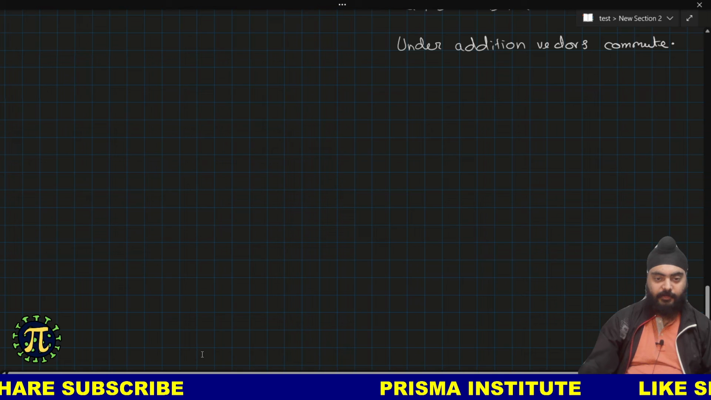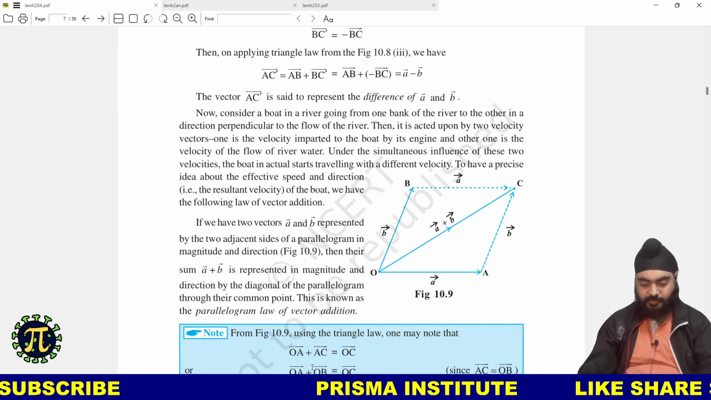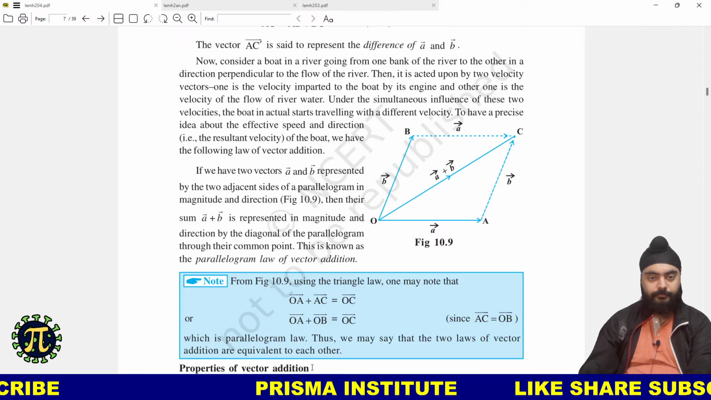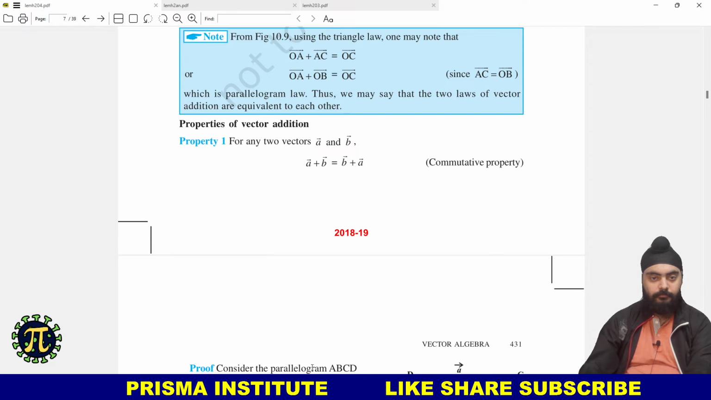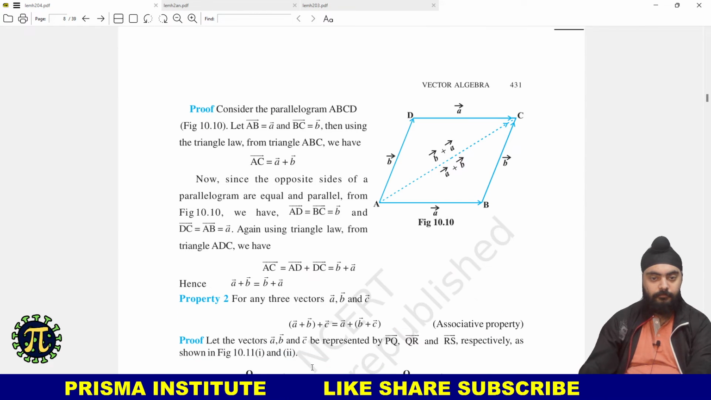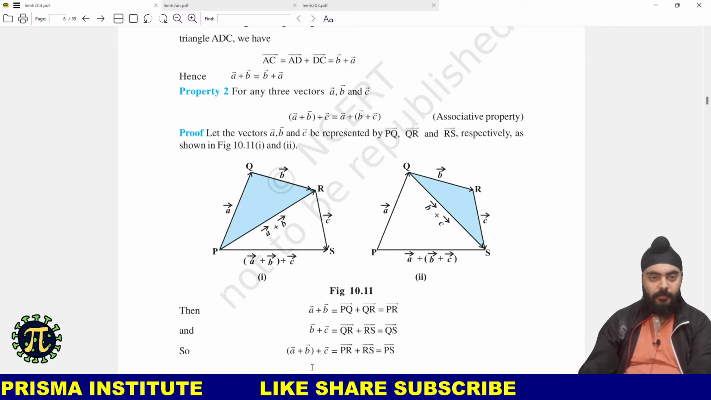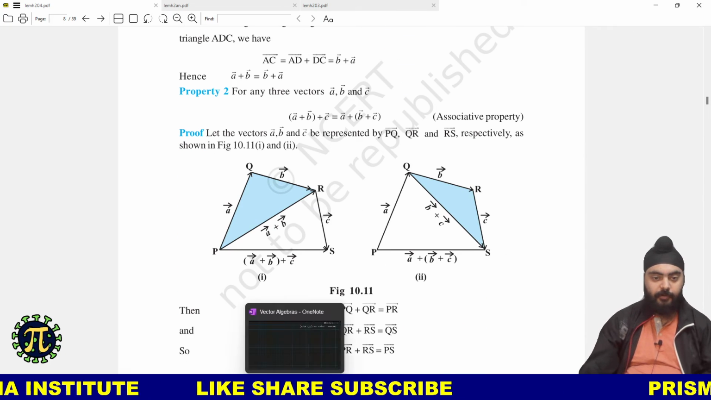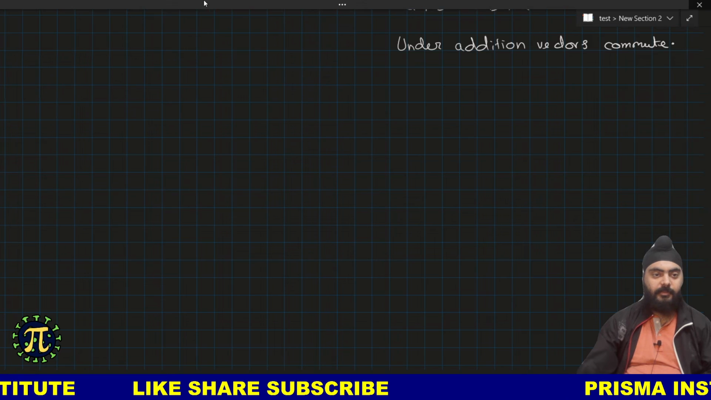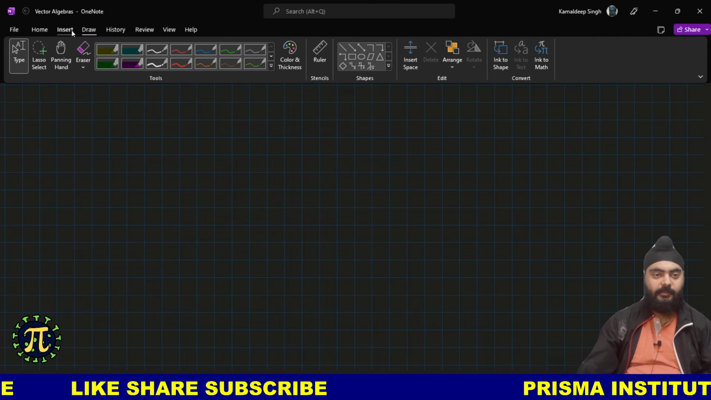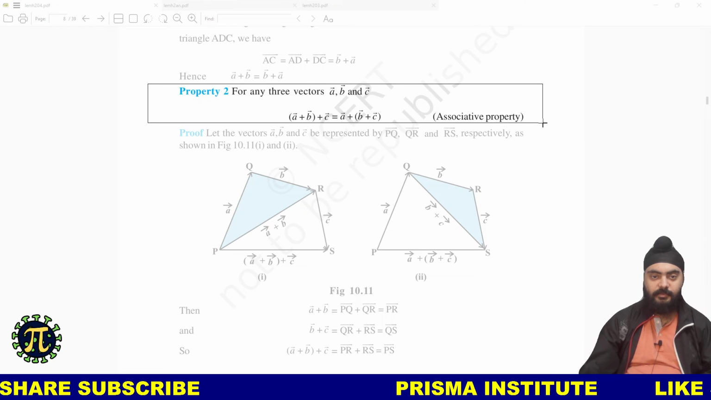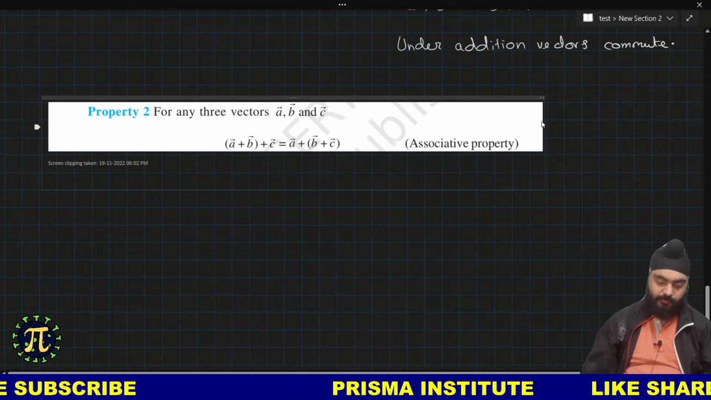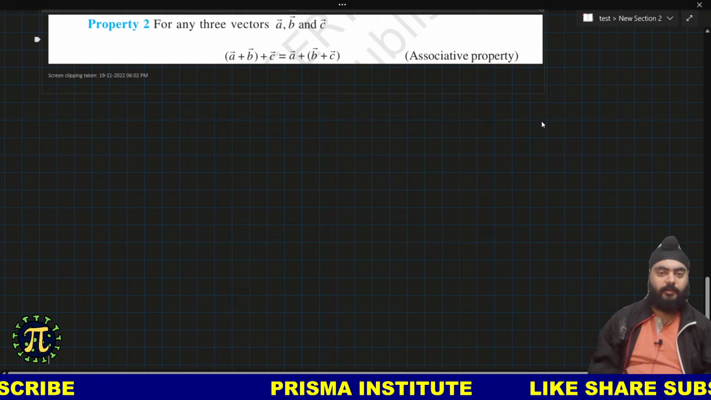So moving further into this discussion, let's do the associative property. Maybe we can take the property from the NCERT. It says this is the associative property. To do this, I'll draw my own diagram.